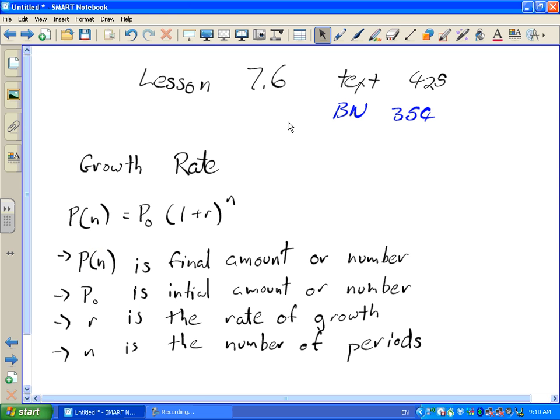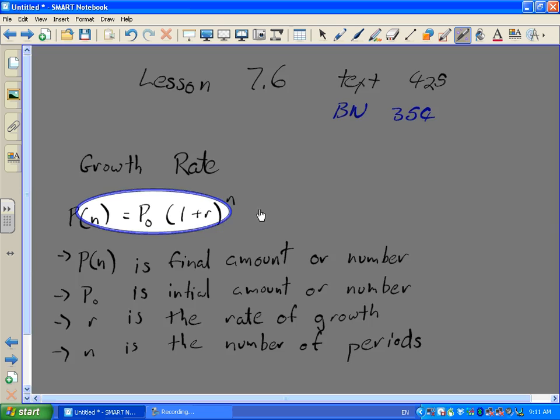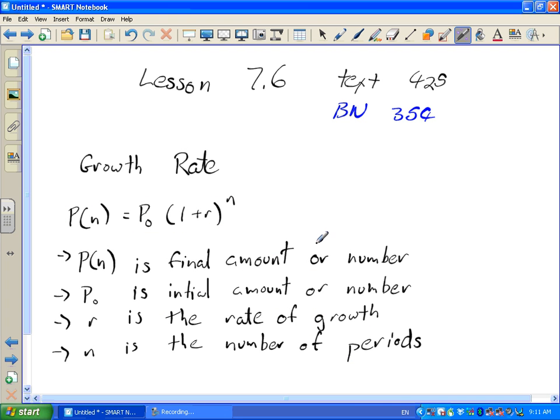Okay, so we moved on to lesson 7.6. Again, you guys are on text page 425, Blue Notebook 354. We're going over growth rate today. So I've given you a formula. You need to remember this formula here. It is very important for today's stuff.